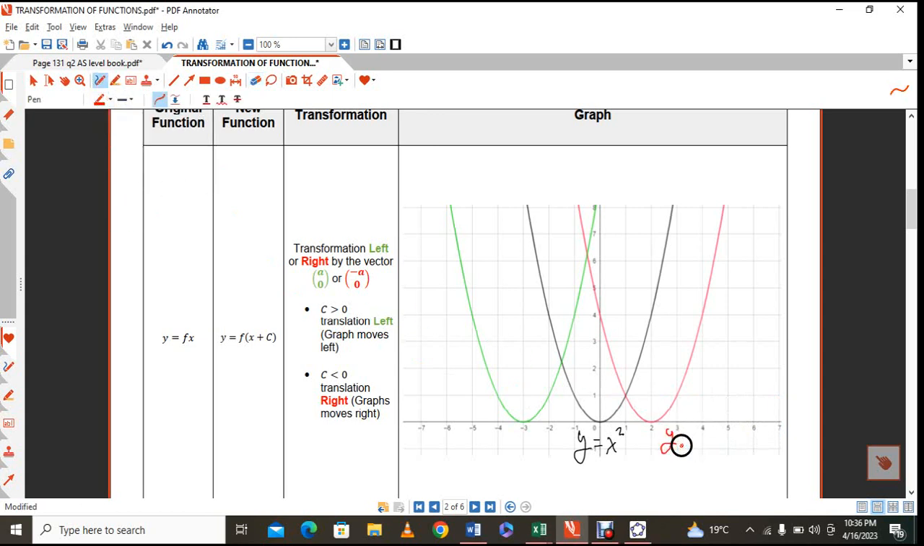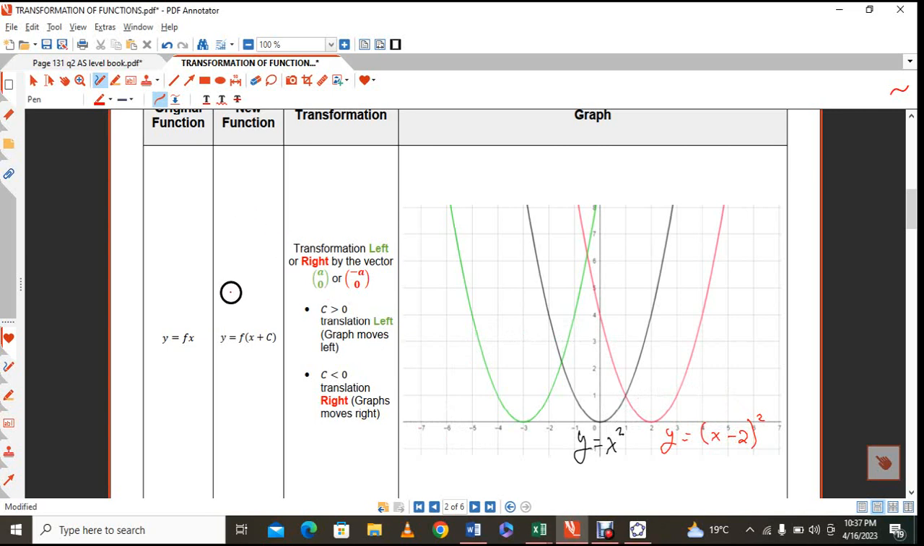So that is y equals, in brackets, x minus 2 all squared. What you need to understand is that if the stuff inside the bracket is a negative, like x minus 2, then the graph is translated to the right side. So it's opposite: with the minus, the graph goes to the right.